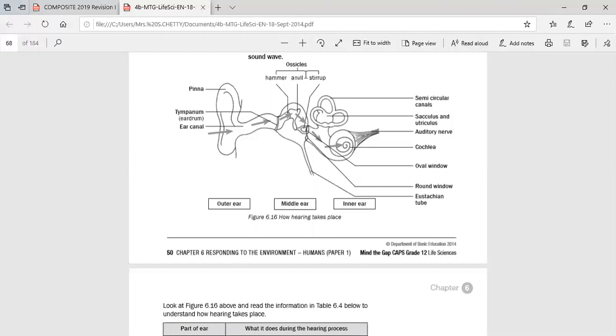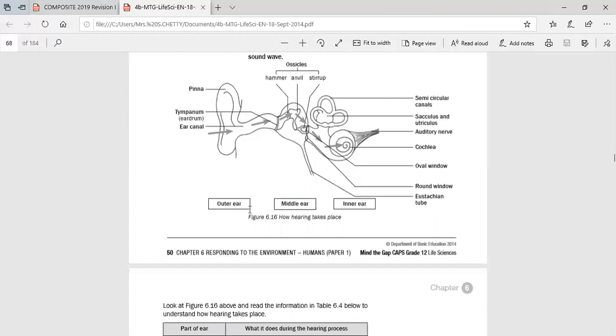But very importantly, the ear also plays a role in balance, but we'll be looking at balance in the next lesson. Today, let's just focus on the ear, the structure, and then the pathway taken by the sound waves until the receptors for hearing are stimulated. Let's just first look at the structure.